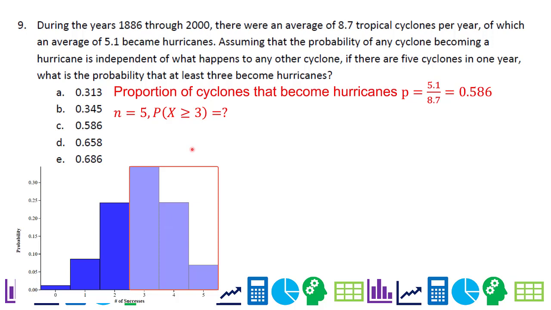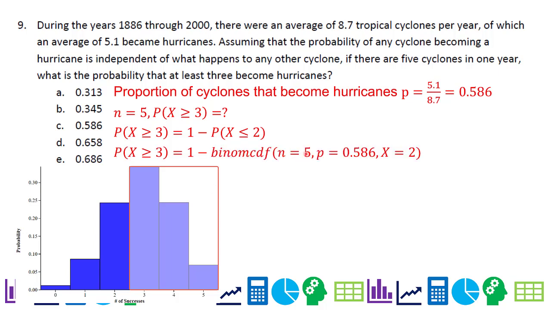On the calculator, it does not do right-handed areas. It only does left-handed areas. So I have to say, oh, if I want this area, I have to subtract this area, which is the probability that x is less than or equal to 2. All right, so that's basically going to be a binom CDF of n equals 5, p equals 0.586, and x equals 2.